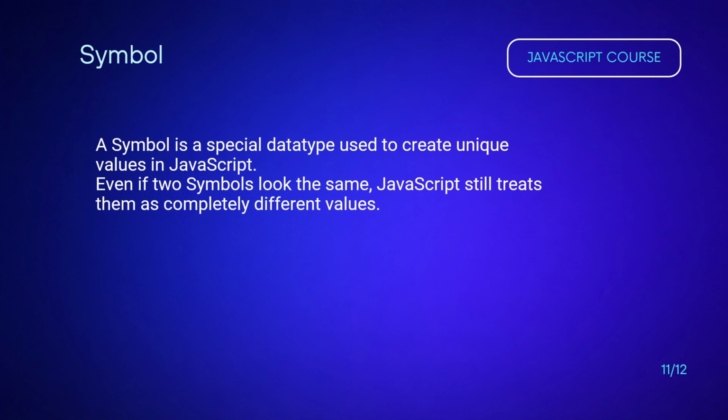Symbol. Symbol is a special data type used to create unique values in JavaScript. Even if two symbols appear similar, JavaScript still treats them as completely different values. Symbols are mainly used to create unique identifiers. This helps programmers avoid conflicts between values that may accidentally have the same name. Symbols are more advanced compared to other data types, and they are useful in large applications and complex systems.